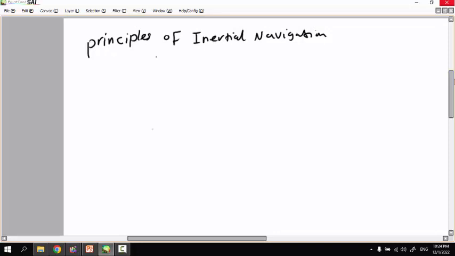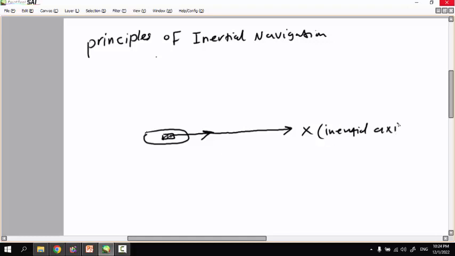Suppose that we have a vehicle, and we have an accelerometer sensor which measures the acceleration along the body of this vehicle. This is the top view of the vehicle, and this is the x-axis of inertial, the inertial axis. And this acceleration of the accelerometer will be ax.